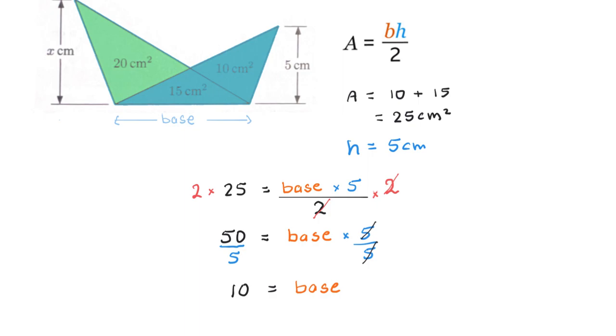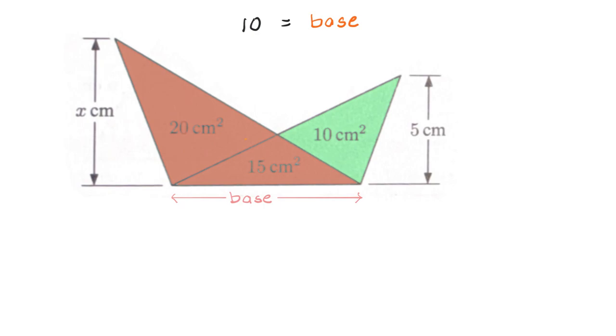So now let's go back to our original red triangle, and now we can find the value of x, which we call h, the height. So now the base is 10. The area of this triangle is 20 centimeters squared plus 15 centimeters squared, and that makes it 35 centimeters squared. We know that the height is x, which is what we want to find, and we know that the base is going to be 10.